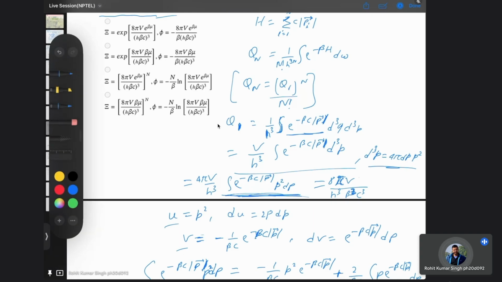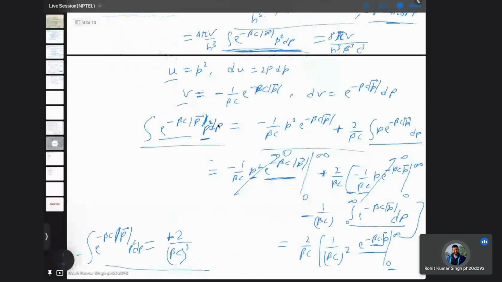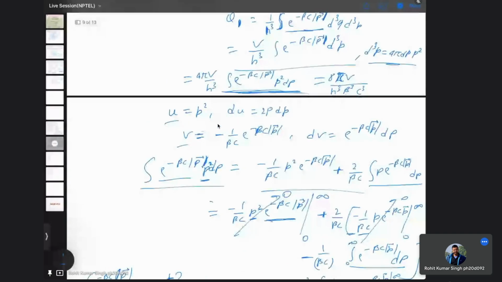So it's a little bit complicated, but these kind of integrations will come very often. So you don't need to do it. Also, you can do this with substitution, but integration by parts works very well here. Okay.